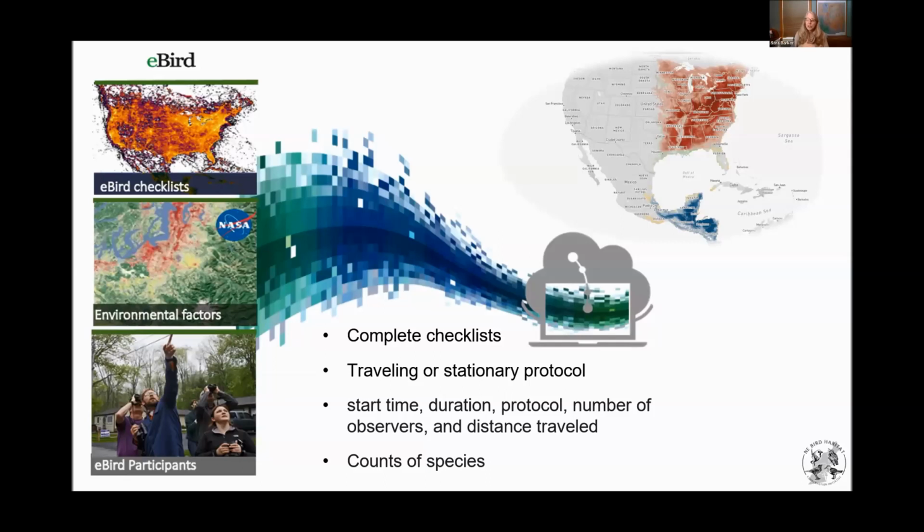Such as a complete checklist, meaning all bird species detected and identified or recorded, checklists that use the traveling or stationary protocols, not incidental sightings, checklists that contain information on start time, duration, protocol, number of observers, and distance traveled. And then also checklists with actual counts of species, not just species that were marked as present.